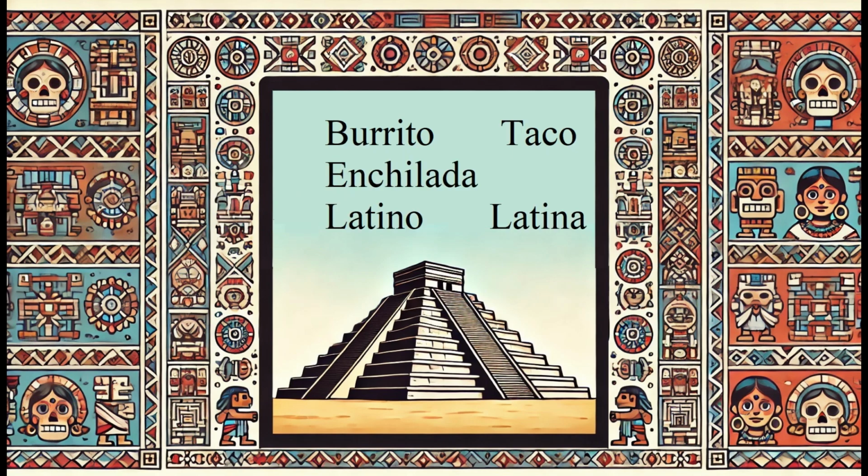Now think about the Spanish words you know. Burrito, taco, enchilada, latino, latina. These all end in either O or A because they designate the gender of the word. If this is your first foreign language, you might be a little confused by word gender, but it's not anything super complicated. Mostly, if a noun ends in O, we use el for the. And if the noun ends in A, we use a different word for the, which is la. It's easy to remember which is which because this also ends in A.